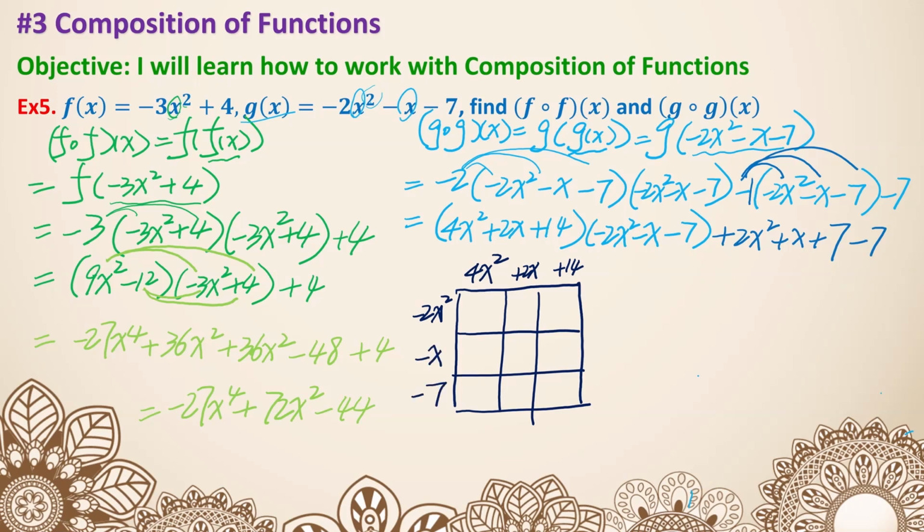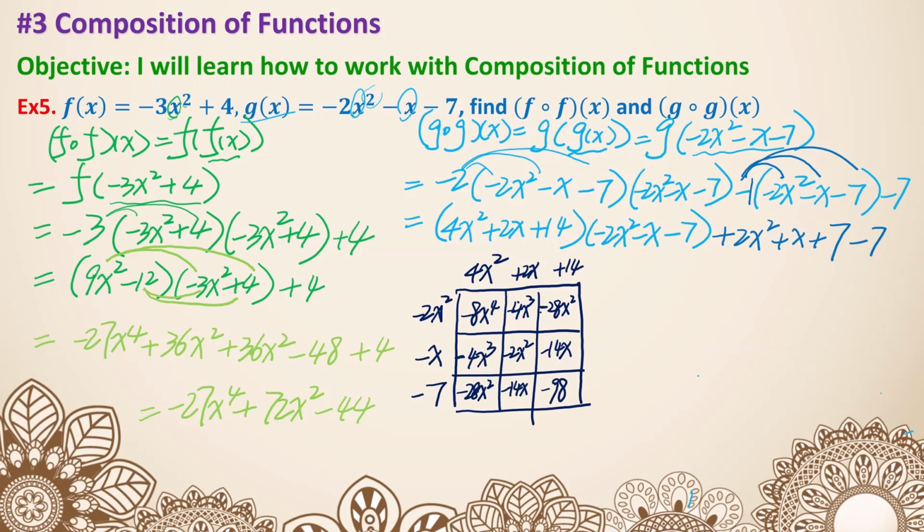Let's start multiplying. Negative 2x squared times 4x squared is negative 8x to the 4th power. 4x squared times negative x is a negative 4x cubed. Negative 7 times 4x squared is a negative 28x squared. 2x times negative 2x squared is a negative 4x cubed. And then 2x times negative x is a negative 2x squared. 2x times negative 7 is a negative 14x. 14 times negative 2x squared is a negative 28x squared. Negative x times 14 is a negative 14x. And lastly, 14 times negative 7 is a negative 98.